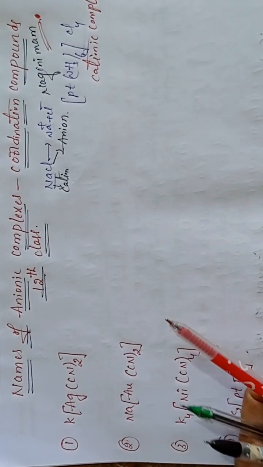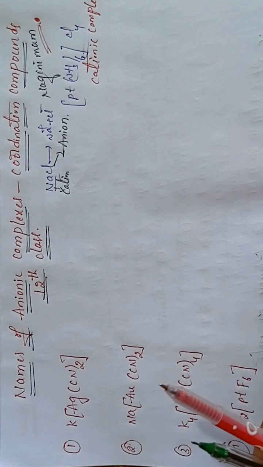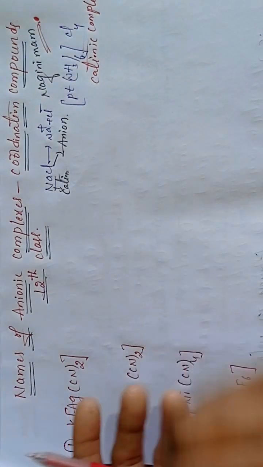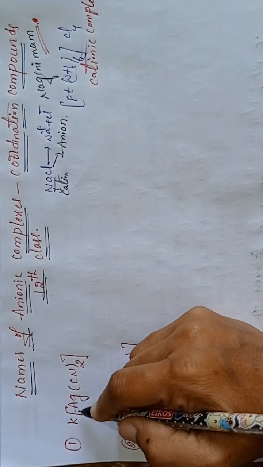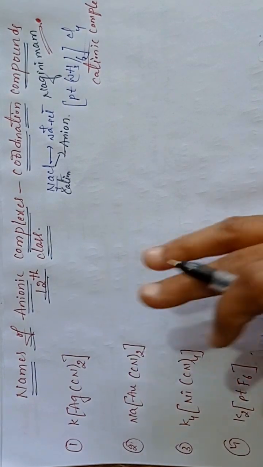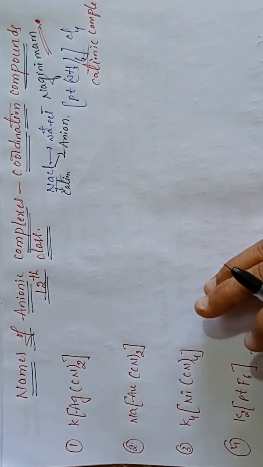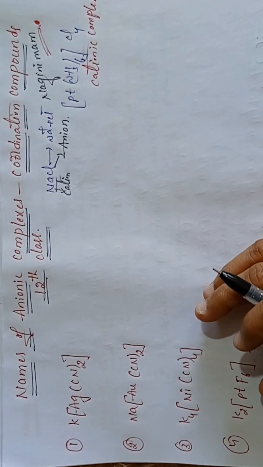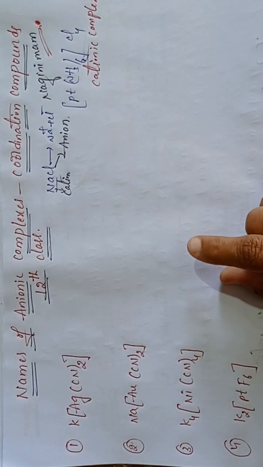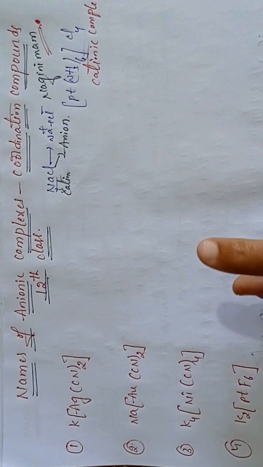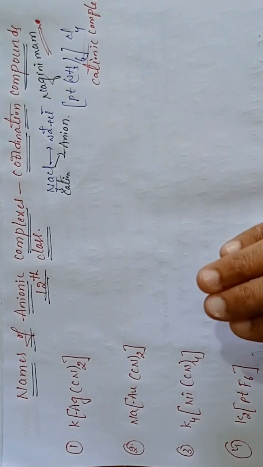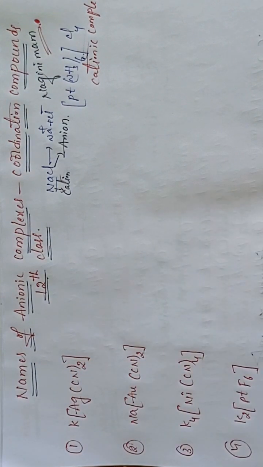In the rules I discussed earlier, we have to follow that cations are named first. Which cation, students? Potassium. So the cation name is potassium. How to write the names of the complexes? The IUPAC rules are there. All those rules I discussed in the last video, students. Please go through that video once, then you can easily write all these names.